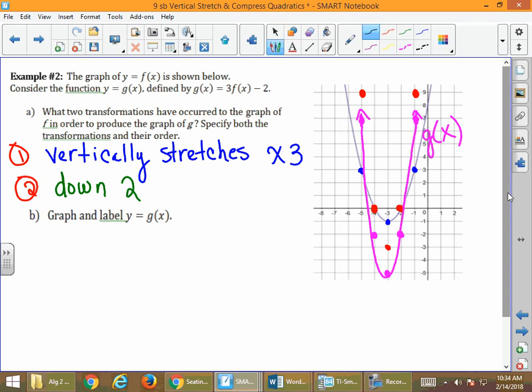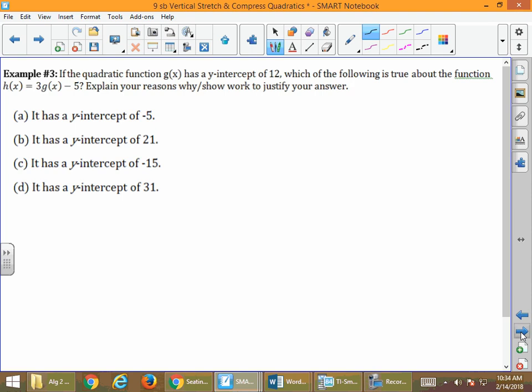So hopefully now we kind of get the idea of vertically stretching and compressing. This one is a stretch, as we saw. But we're not just looking at the stretches, we're starting to integrate in our other concepts. We're starting to integrate in moving right or left or up or down with that.